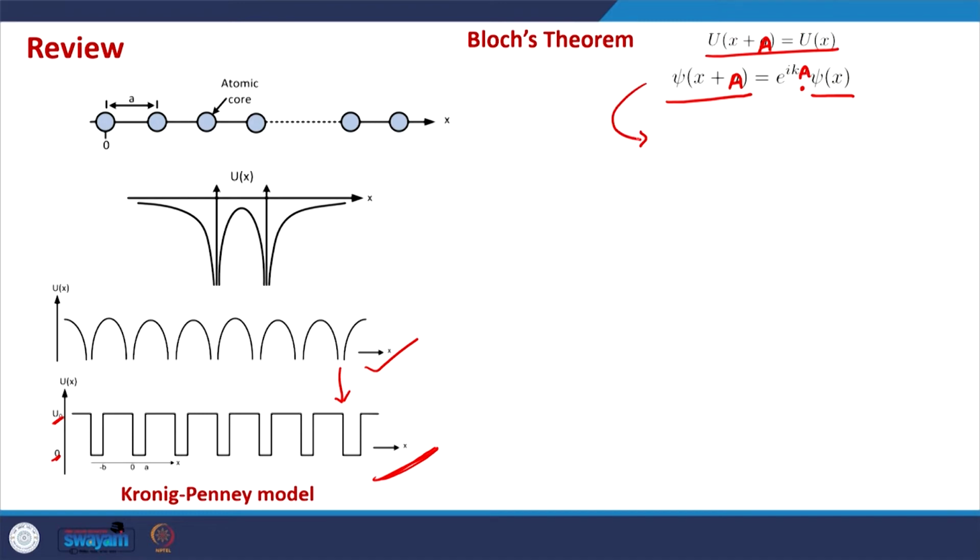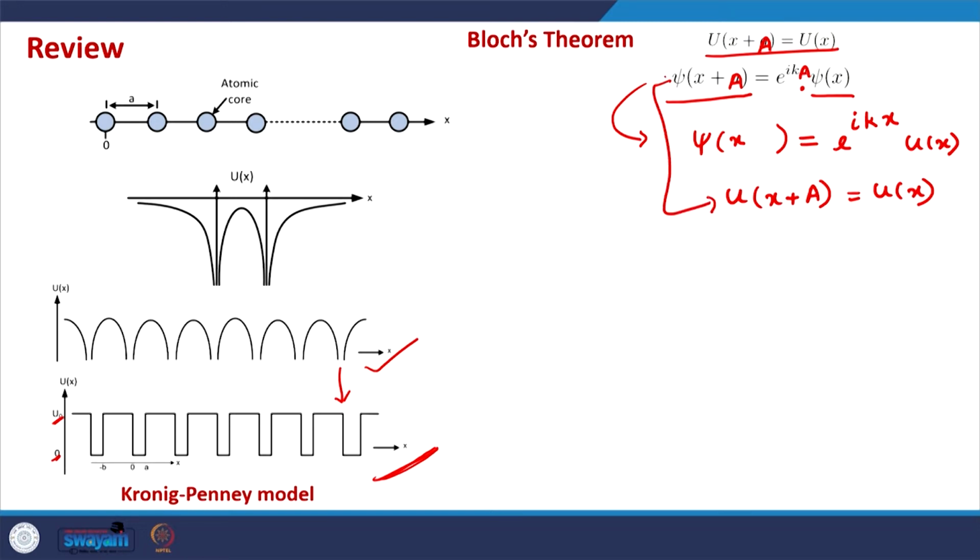We also saw that an equivalent statement of this theorem is that psi(x) can be written as e to the power i k x times u(x), where u(x) is a periodic function, which means u(x plus a) equals u(x). So we saw that these two statements of Bloch's theorem are equivalent.